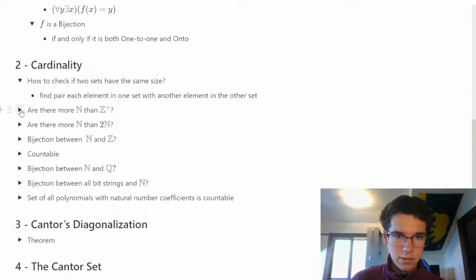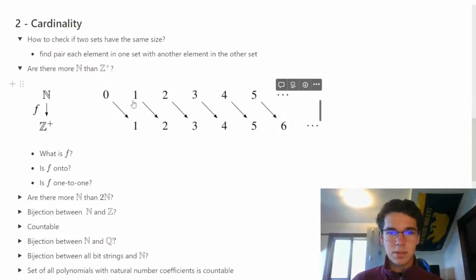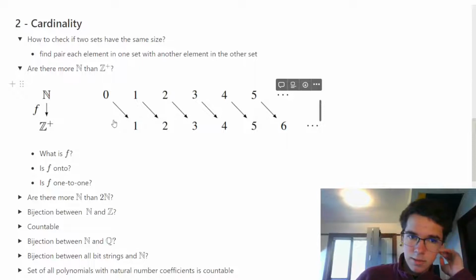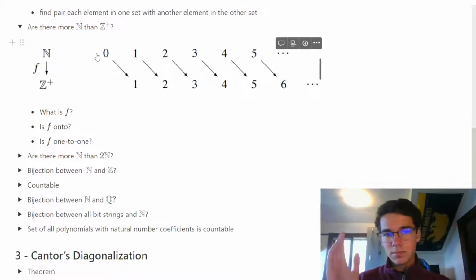So first question is, are there more natural numbers than positive integers? And we're going to use this above approach to demonstrate that there are in fact the same amount of natural numbers as there are positive integers. What is f? So say A is the space of natural numbers and we want to map to the space of positive integers, f of x would just be x plus 1, right? So our input is 0, x plus 1 brings us to 1. Our input is 1, x plus 1 brings us to 2.